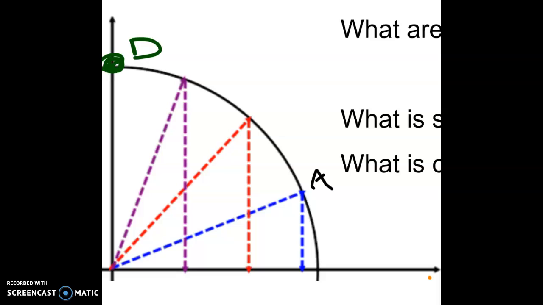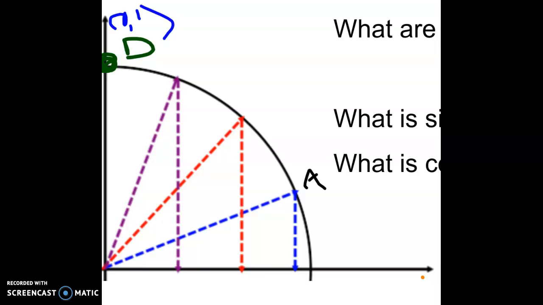Okay, and I think we went over this already. Coordinates of D would then be 0, 1. What is the sine of 90? So the sine of 90 would be 1. Let's extend this out a little here. Sine of 90 would be 1, and the cosine of 90 would be 0.